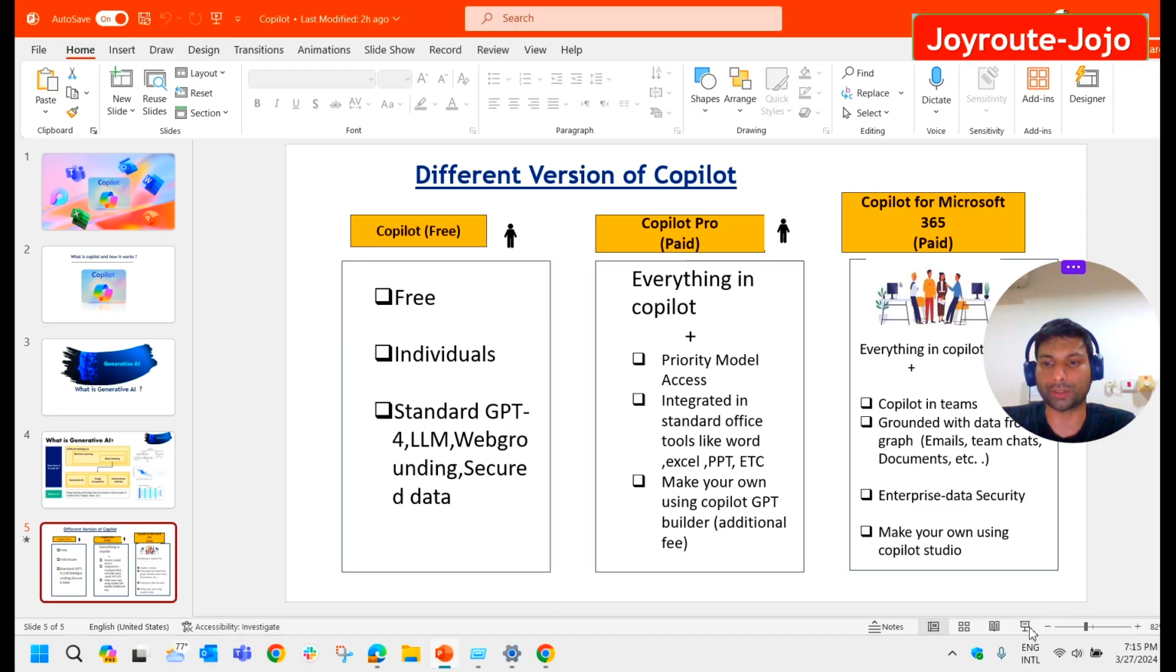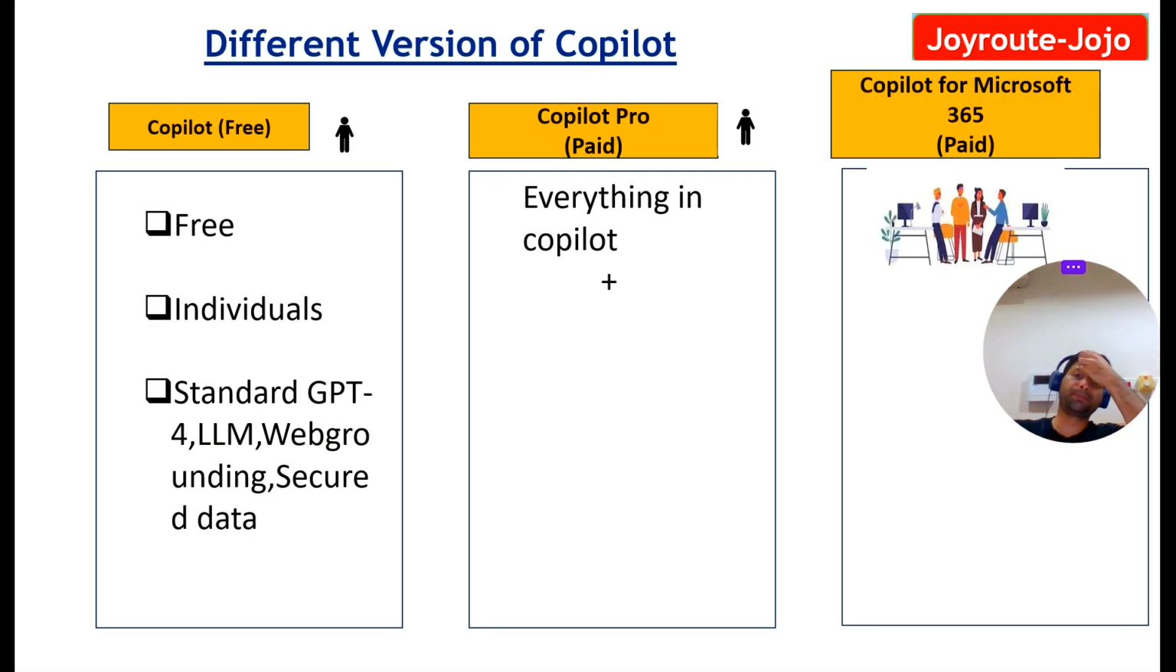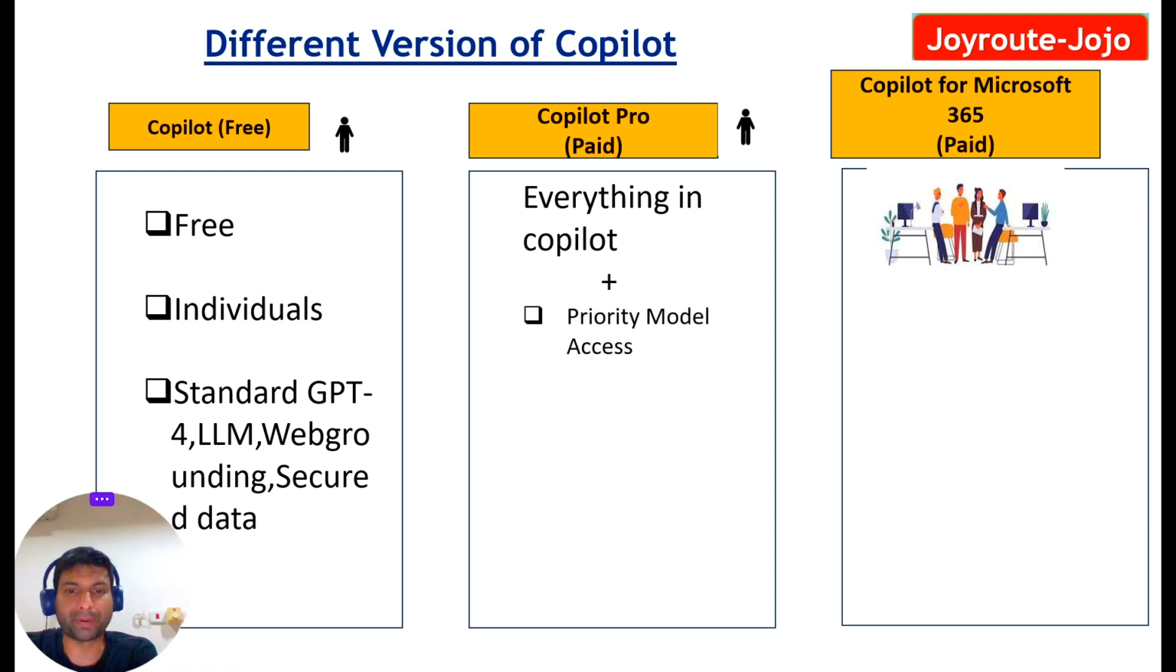Now we move to the second version, which is Copilot Pro. In Copilot Pro, you get everything that is in the Copilot free version, plus some priority model access. Priority model means you get priority when you use Copilot. When there is huge data traffic, the first priority will be given to Copilot Pro, and only after that will the other Copilot users get priority.